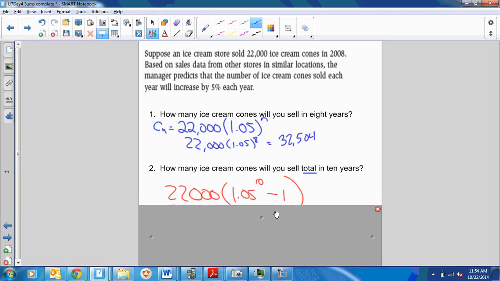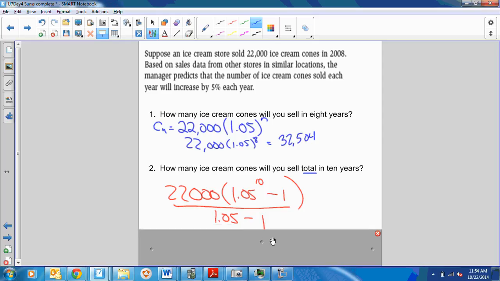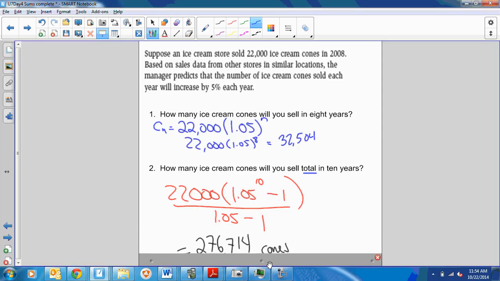But that would look like this. You've got 22,000. That's my initial value, my initial number of ice cream cones. Times 1.05 to the 10th, 10 years, minus 1, all over 1.05 minus 1, which is 23, or sorry, it's got to be more than that. 276,714 cones.